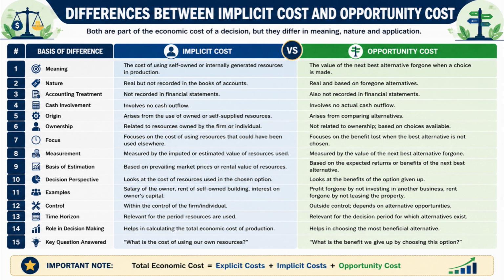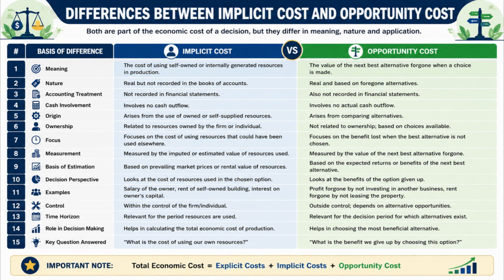Number 14. Implicit cost helps calculate the total economic cost of production, whereas opportunity cost helps identify and choose the most beneficial alternative. Number 15. Implicit cost answers the question, what is the value of using our own resources? Whereas opportunity cost answers the question, what benefit are we giving up by choosing this option?